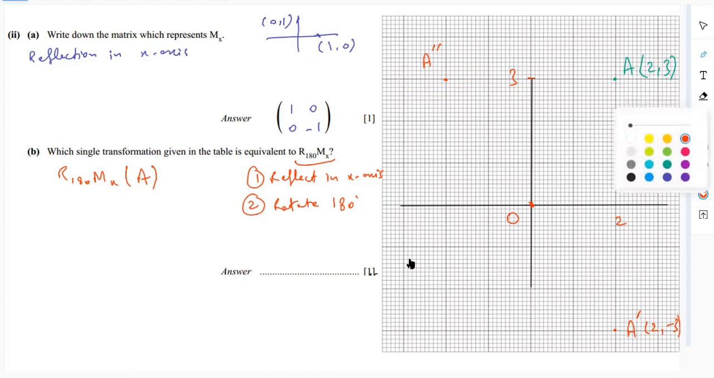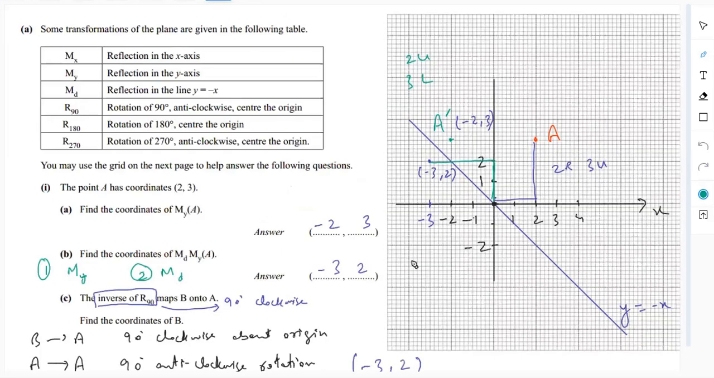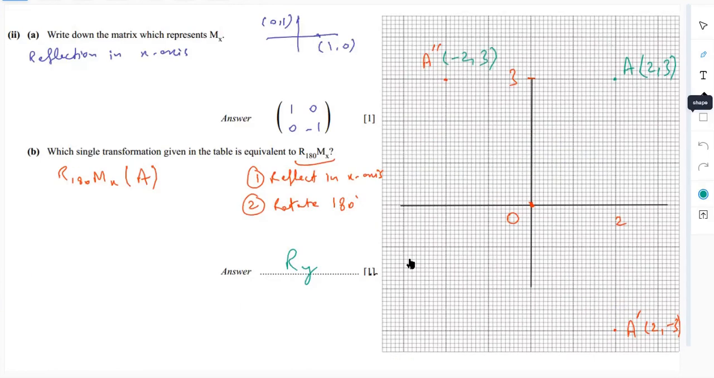So how can you go from A to A double dash directly? So this point is -2 and 3. How can you go from A to A double dash directly? It's like a y-axis reflection. So you say it's the same thing as saying ry. अच्छा ry हमारे पास नहीं है, sorry, so that's my, not ry. So this is my.